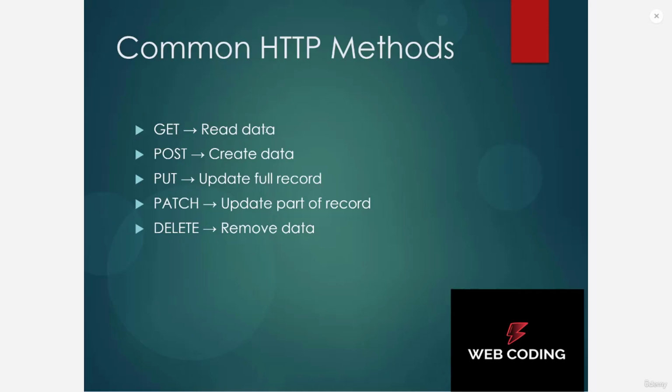Common HTTP methods, which I've already told you about: GET is for reading or getting data, POST is for creating data, PUT is for updating the full record, and PATCH is for updating only part of the record. We're going to take a look at both of them in the course. And DELETE is for removing data. You're going to specify those by your API client, which is Postman, or the front-end mobile developer will specify them.